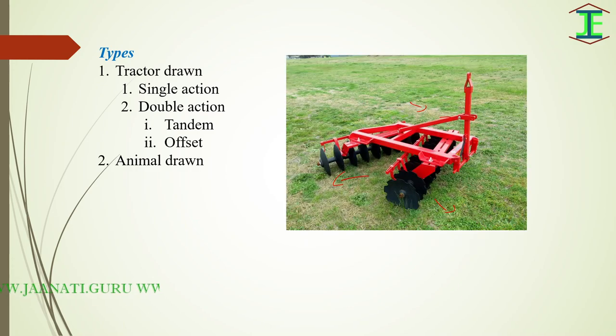Offset disc harrow. In this, there will be two gangs. This offset disc harrow is very useful for orchards and gardens. So in this, one gang throws the soil to one side and another gang to the other side. And in this, the line of pull is not in the middle of this harrow, so it is called an offset disc harrow.